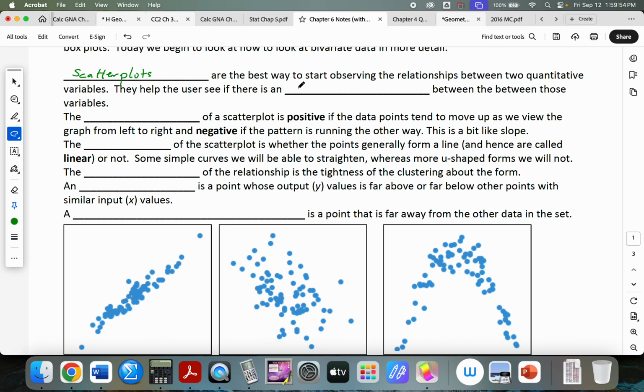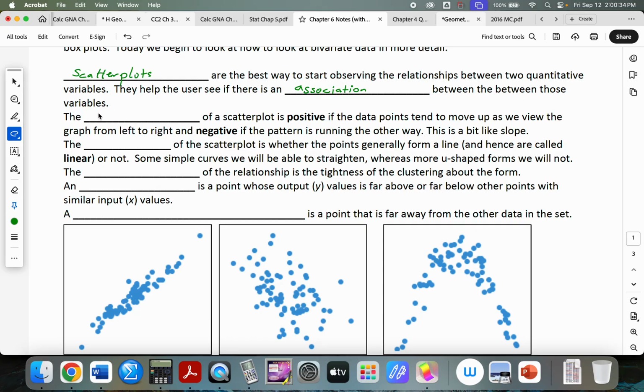They help us to see if there is an association between those variables. You have to be really careful about using the correct words on this. And honestly, I'm still occasionally bad about it because I used the wrong word for 50 some odd years. And then it's like, oh yeah, I've been using the wrong word all along when I started learning statistics. So I'll try not to use the wrong word.